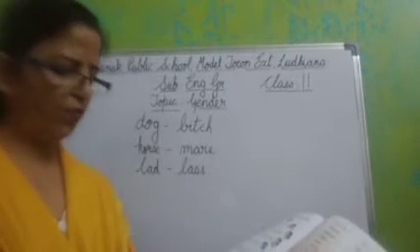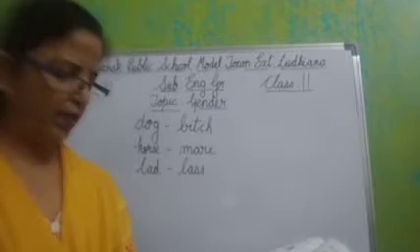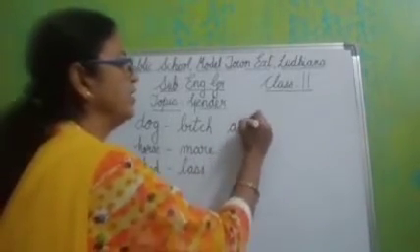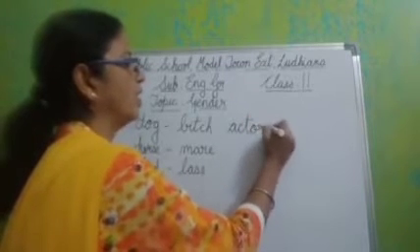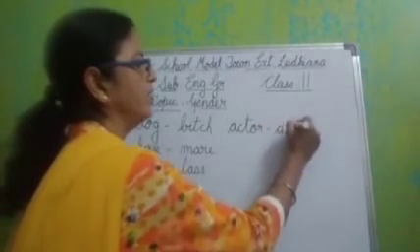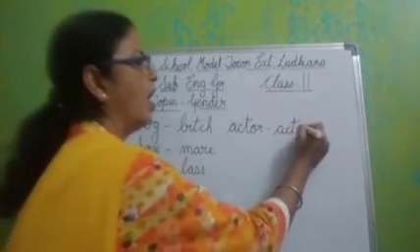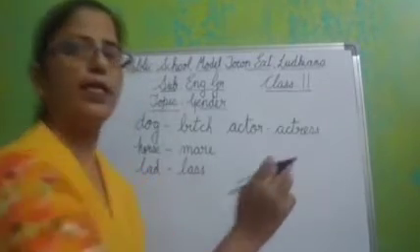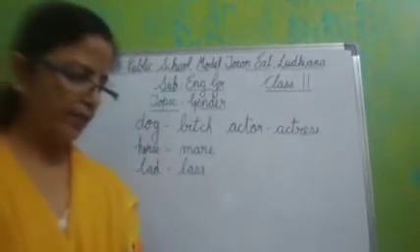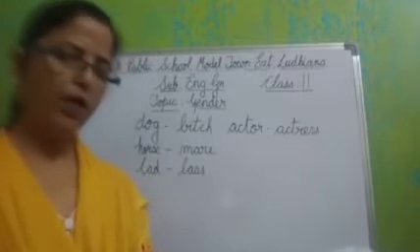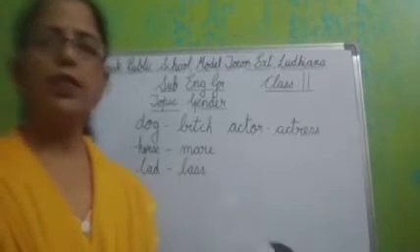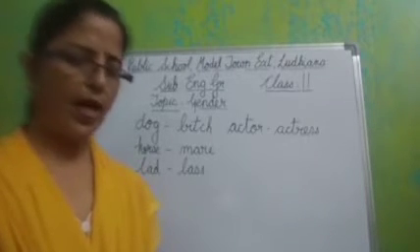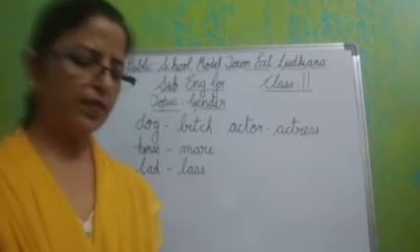Now the next side. Father, mother. All of you know this. Hero, heroine. Actor, actress. Now look here. The spelling of actor is A-C-T-O-R. But when you write actress, you write A-C-T-R-E-S-S. You will not write O. It is R-E-S-S. Actor, actress. Cock, hen. Bull, cow. Now see on the next page. Lion, lioness. Peacock, peahen. Brother, sister.